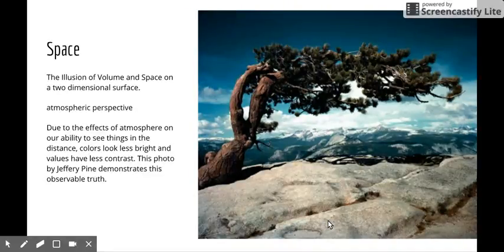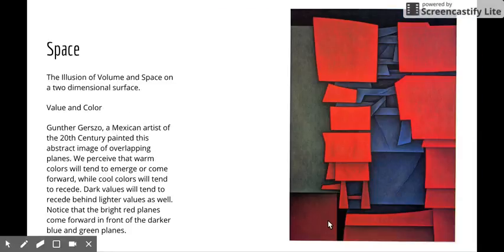We also have atmospheric perspective, which is different than linear perspective, and that is simply an observable truth. Due to the effects of atmosphere on our ability to see things in the distance, colors look less bright and values have less contrast. Often things look blue and gray in the distance. This photo by Jeffrey Pine demonstrates this observable truth.